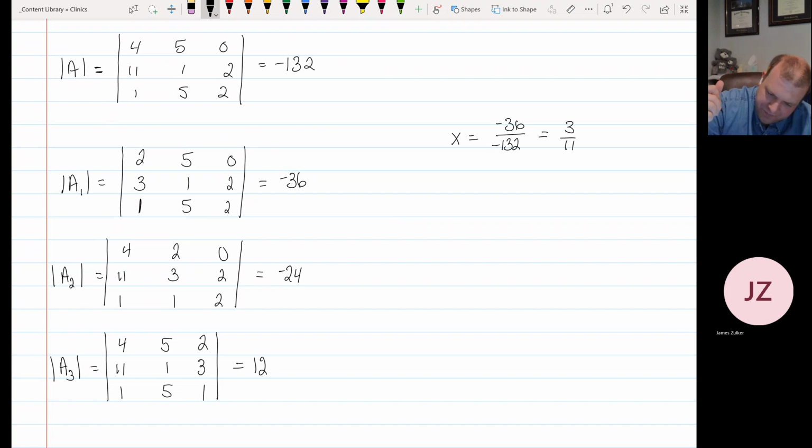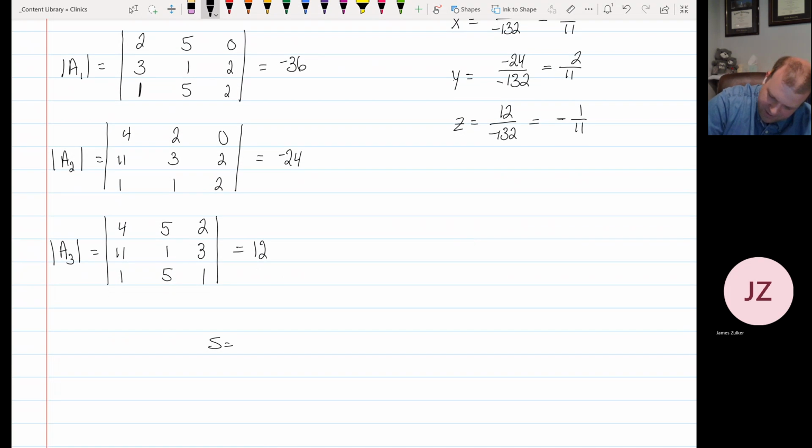So X would be the determinant of A1 over the determinant of A. We get 3 over 11. Y is the determinant of A2 over the determinant of A. That'll give us 2 over 11. And then Z, the determinant of A3 over the determinant of A, will give us negative 1 over 11. So our solution here is 3/11, 2/11, negative 1/11.